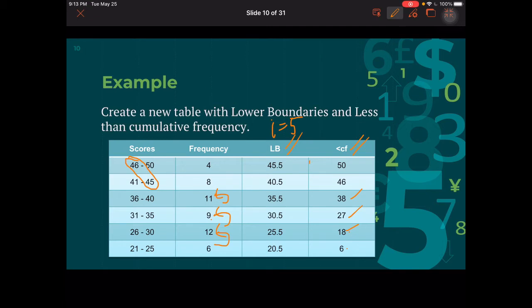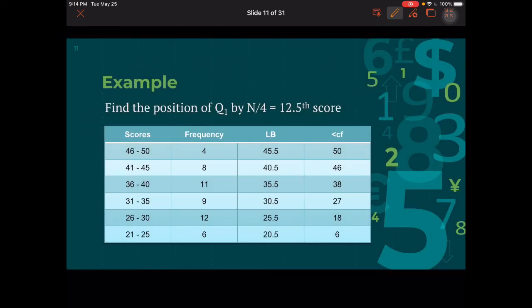Na how will you know kung tama yung ginawa mo? If your n is equal to the topmost of your cumulative frequency, then tama yung ginawa mo. Kapag hindi siya nagma-match with your n, may mali ka sa pag-add. Okay? So, yun po. Now, how do we apply yung formula na kinuha natin kanina?